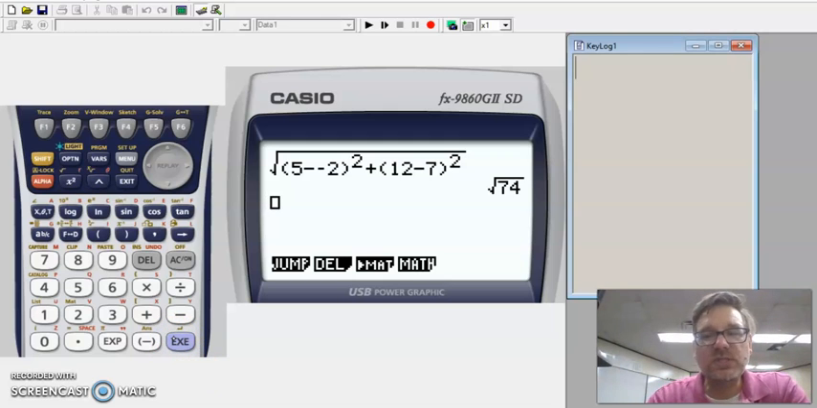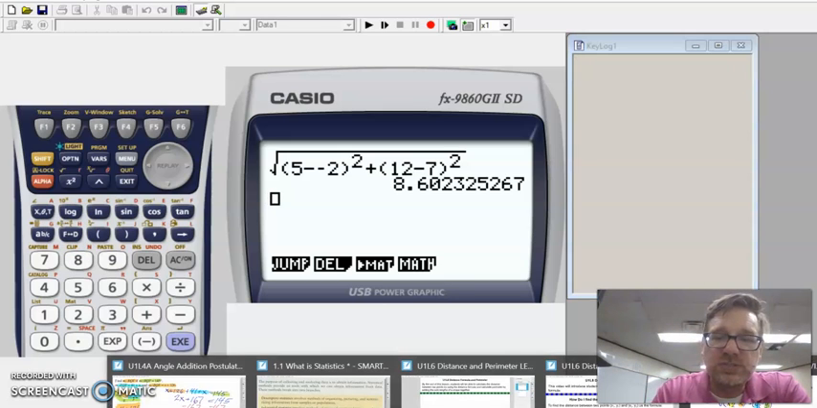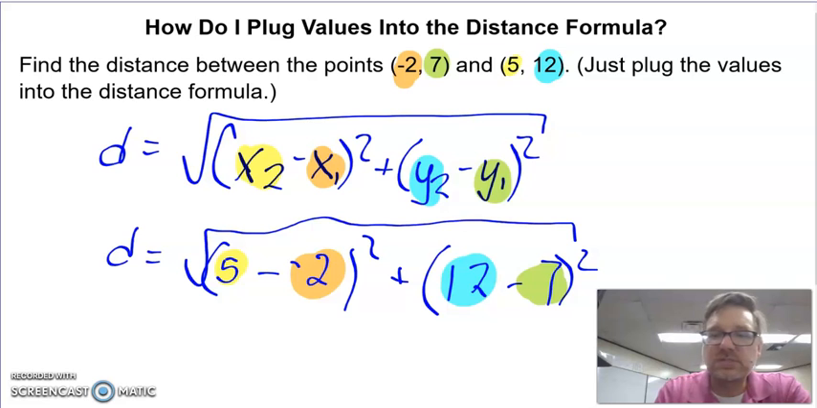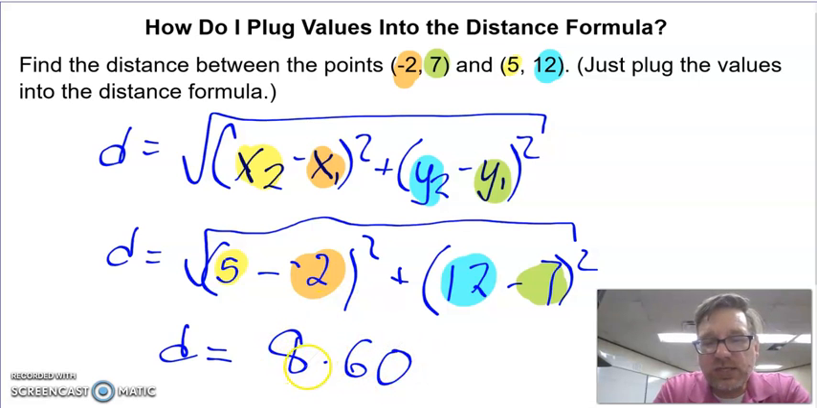And if it tells us something like the square root of 74, that means it's not a perfect square. So to turn it into a decimal, we're going to hit this. And we get 8.60. So the distance for those points is going to be 8.60. When you come in to class tomorrow, you're not going to need this, but you will need the part above it. And we're going to change that because that means about.